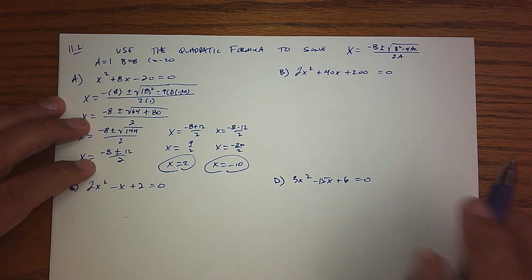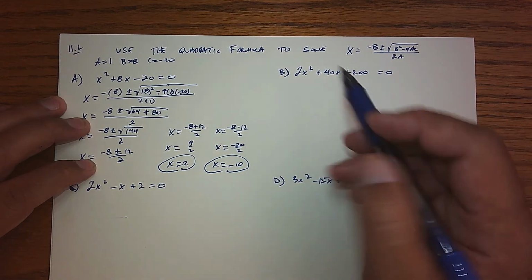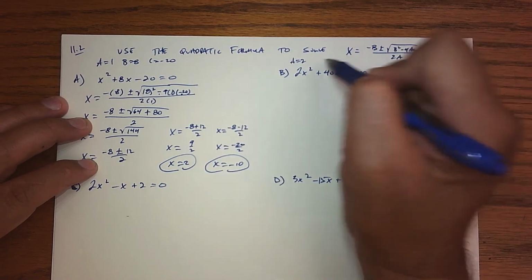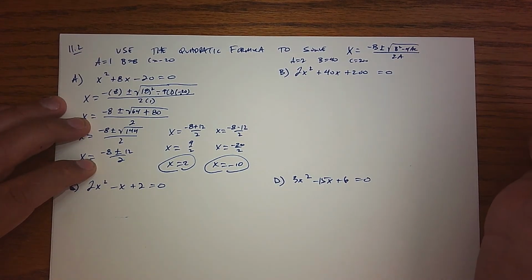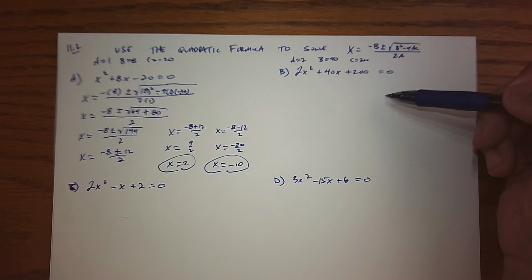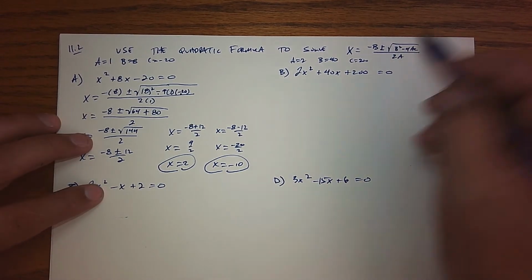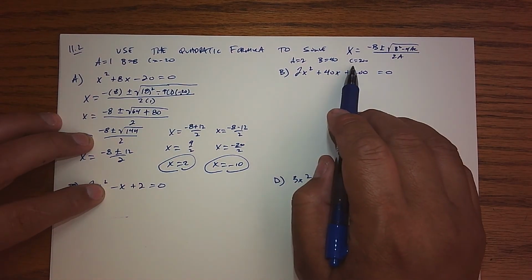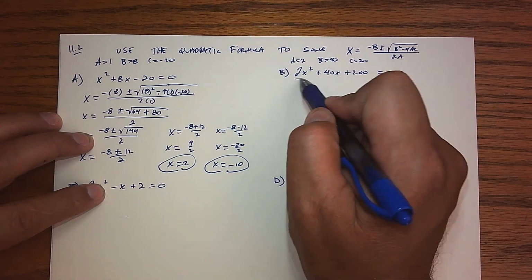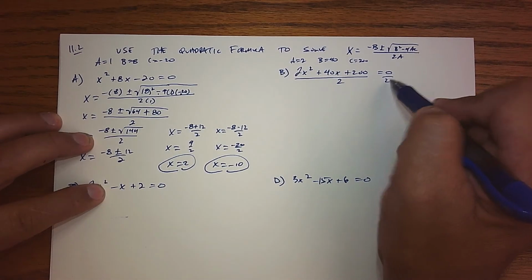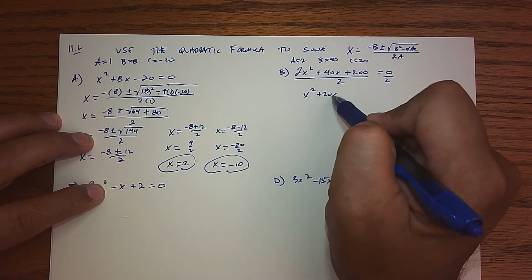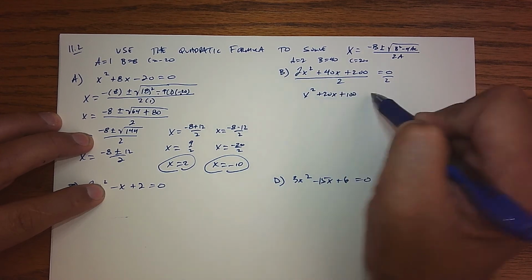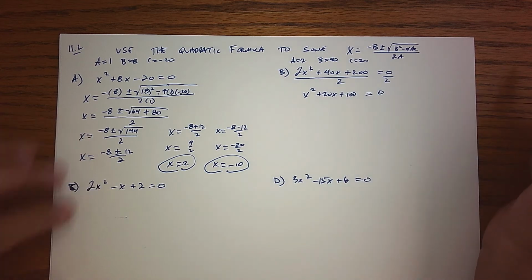The next problem, again, the way it's written, a is equal to 2, b is equal to 40, and c is equal to 200. Now, before we go popping that in there, right? Notice these numbers are pretty large. How about we take advantage of the fact that everybody's divisible by 2, and what we have is x squared plus 20x plus 100 is equal to 0.